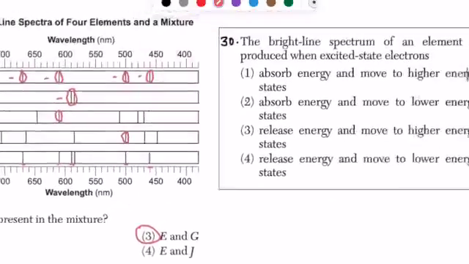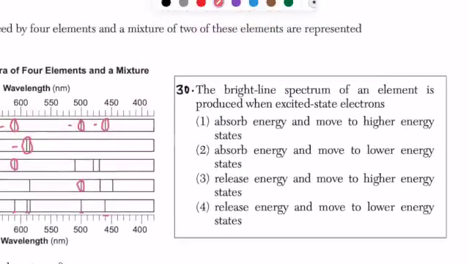And then the second type of question that you must be able to answer is, how is the bright line spectrum created?